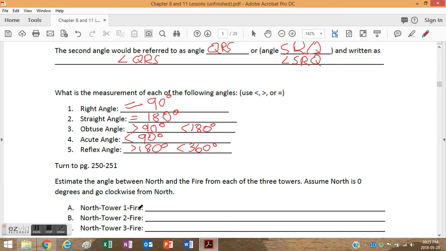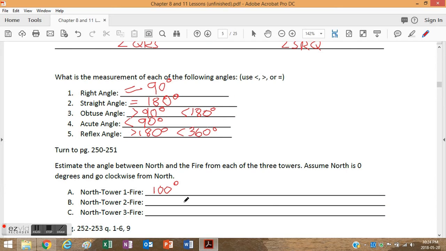Alright, so Tower 1, we go from north to Tower 1, and then to the fire. Now, there's that little light greenish, whitish squiggly line, some road or something. That's really close to 90 degrees. This is actually a little bit more than that. So my estimate here is going to be something a little bit more than 90 degrees, so maybe 100 degrees or 105 degrees. Something like that. You could measure it with a protractor, but that's not actually the point here. The point here is for you to see, do you understand and can you estimate angles and communicate a little bit about them? Okay.